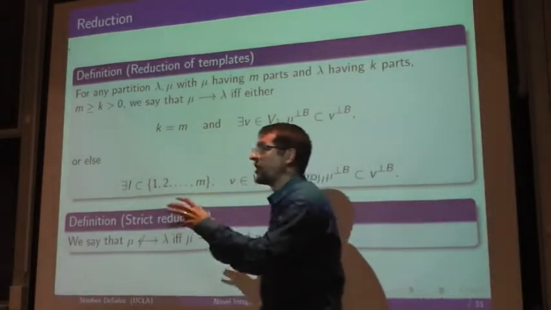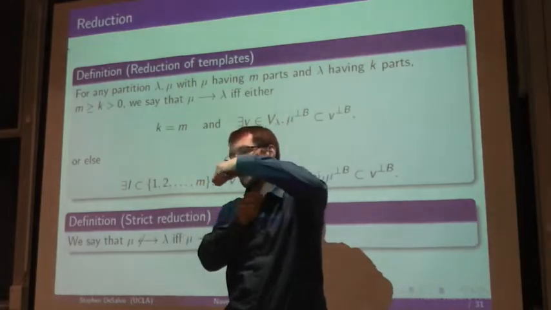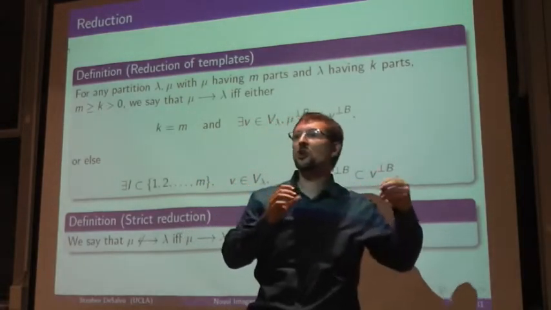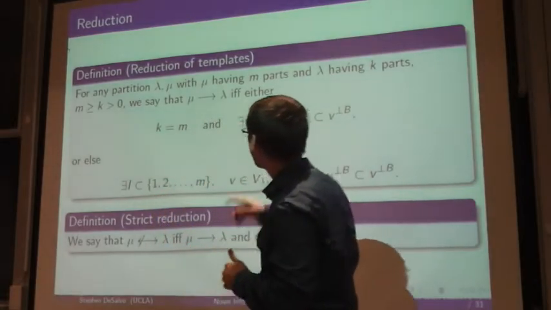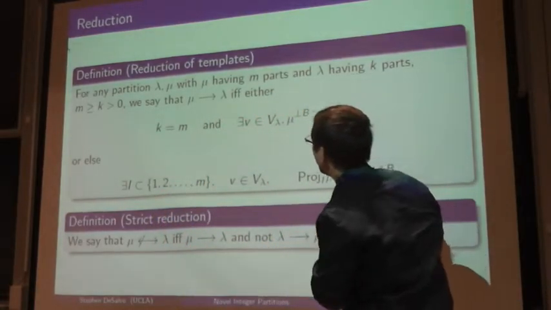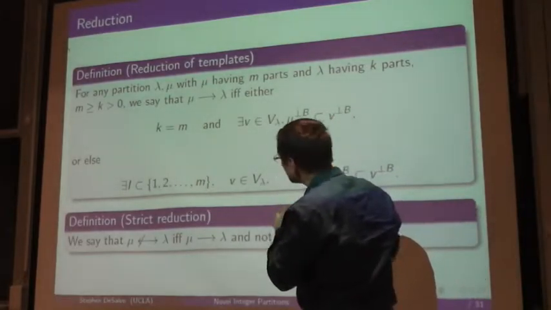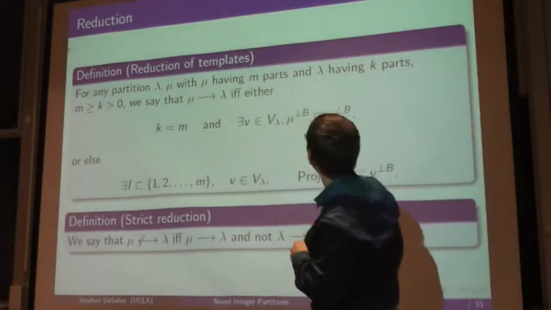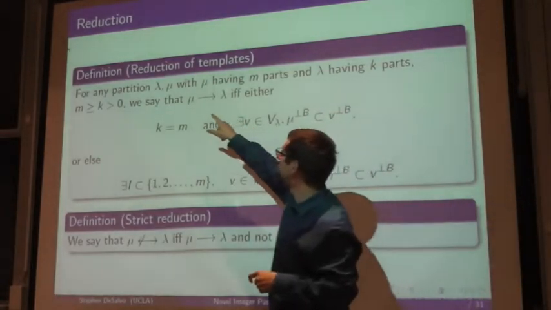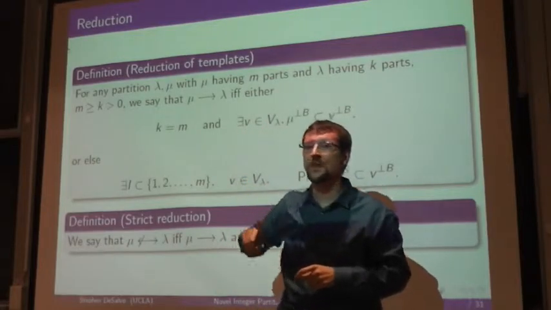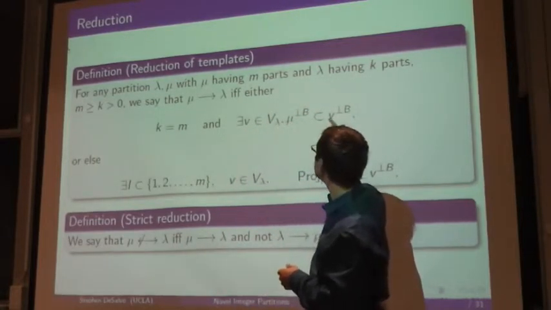There's a further notion of, okay, you can have two partitions which are equivalent, and they would therefore have the same size. But you can also have a notion of strict reduction, one that's not reversible. And so we would say that if lambda and mu are two partitions where mu has at least as many parts as lambda, then mu implies lambda if and only if the set of all possible walks is contained in the other one.